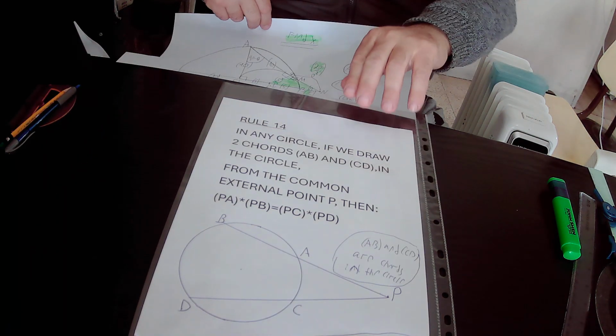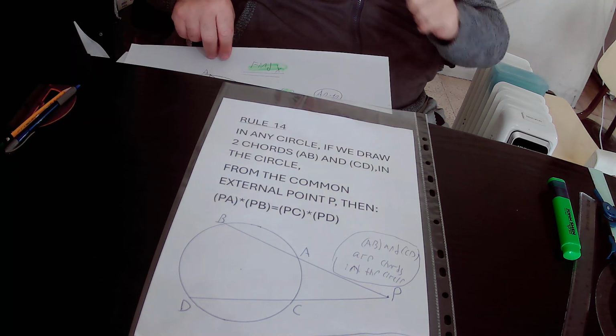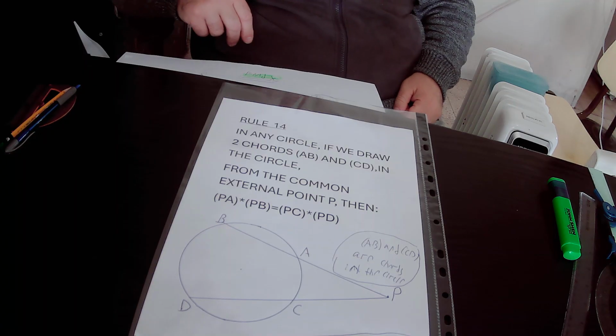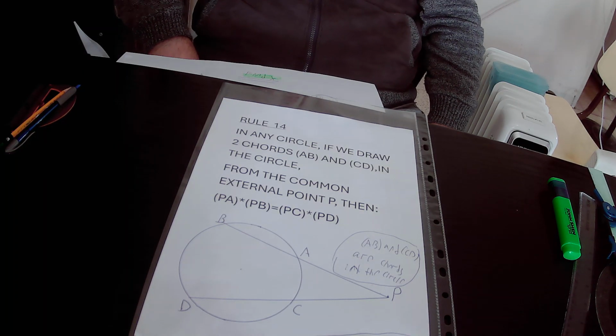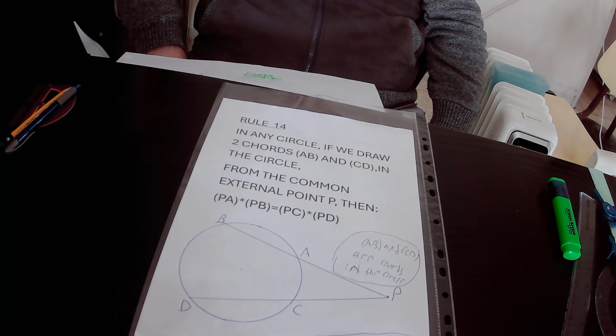Rule number 14 is true in any circle. So in any circle, if we draw two chords AB and CD inside the circle from the common start point, point P, then the following equation will be true: PA times PB equals PC times PD.